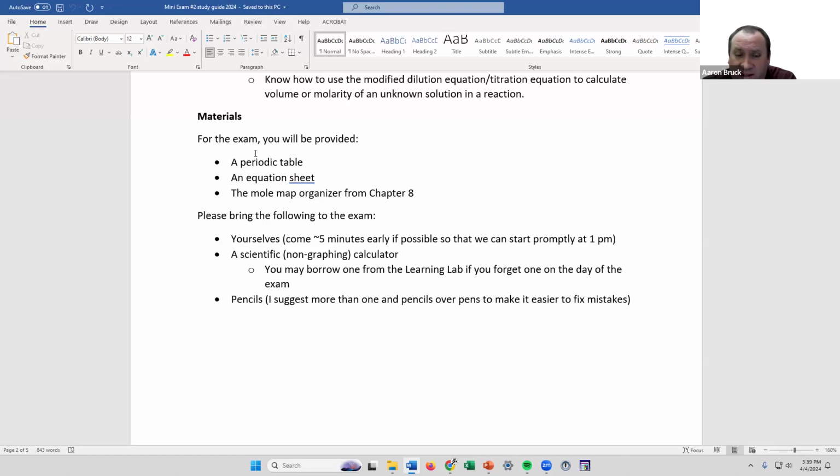You're going to want a scientific calculator, a non-graphing calculator. If you don't have one, the Learning Lab will easily allow you to borrow one for the hour for our exam. And I would also bring pencils.